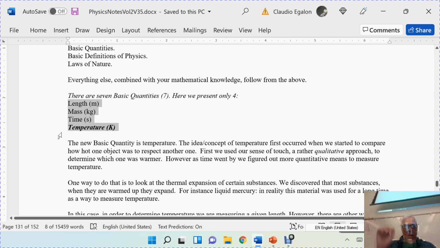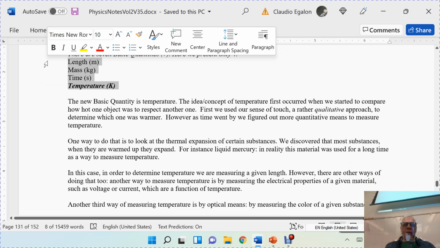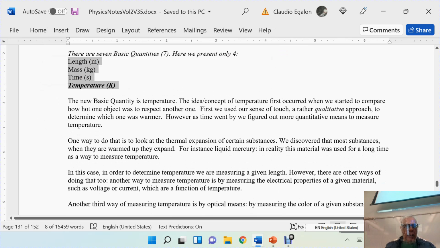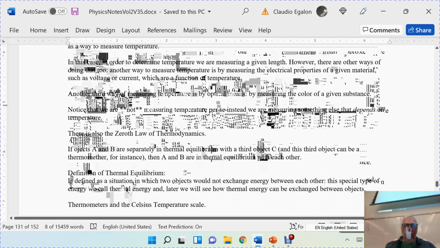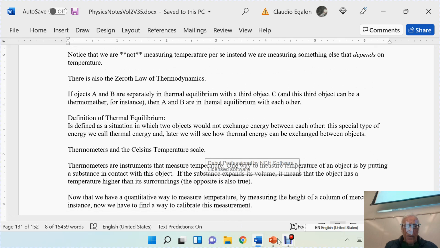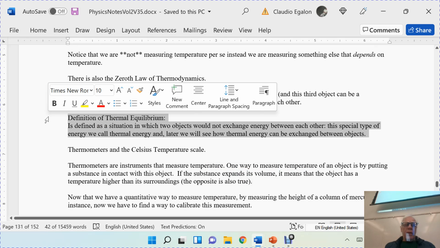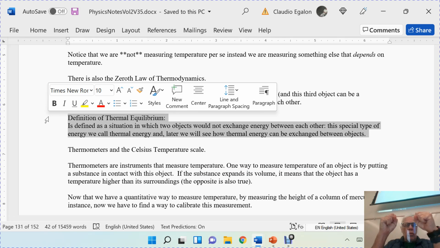Everybody's familiar with the concept of temperature, right? And there is this other concept of thermal equilibrium. What's thermal equilibrium? Thermal equilibrium is whenever two objects do not exchange any type of energy between each other. Any type of, let's say, thermal energy.